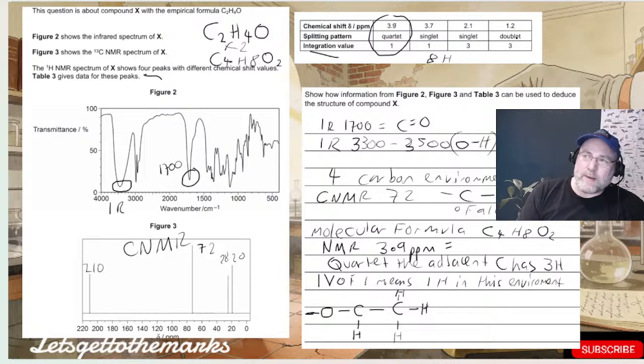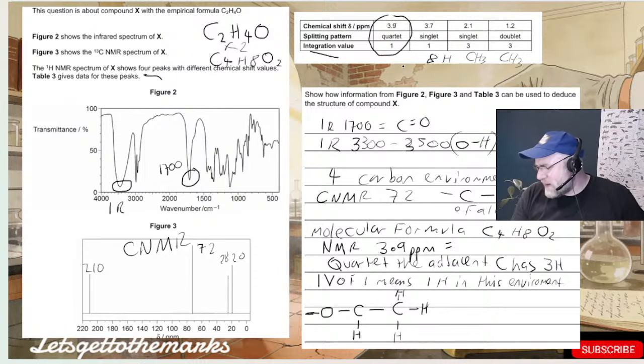And then we've got a doublet. So at 1.2 we have a doublet, and that is a methyl group. So that's going to be a CH3. And this has a CH1 attached, sorry, because it's a doublet. And this CH3 has a carbon with no hydrogens attached. I've run out of room, but it should be all good. And then you're going to piece it all together.